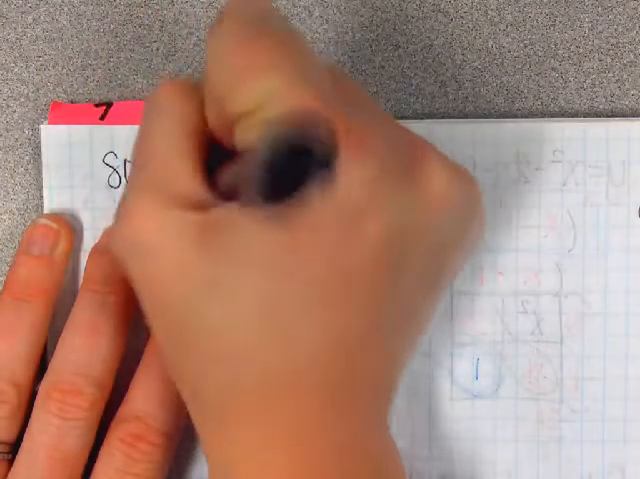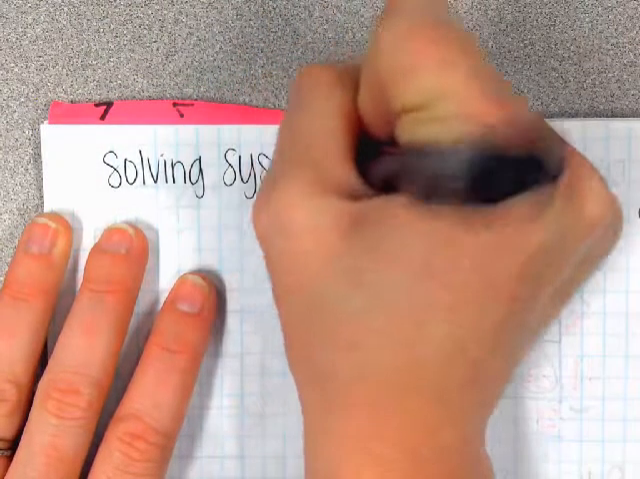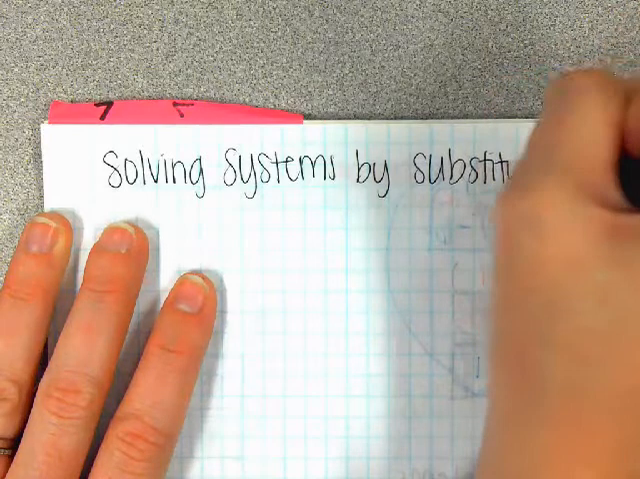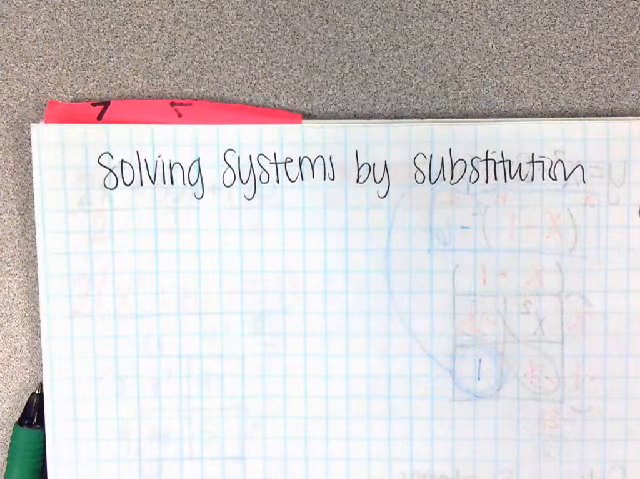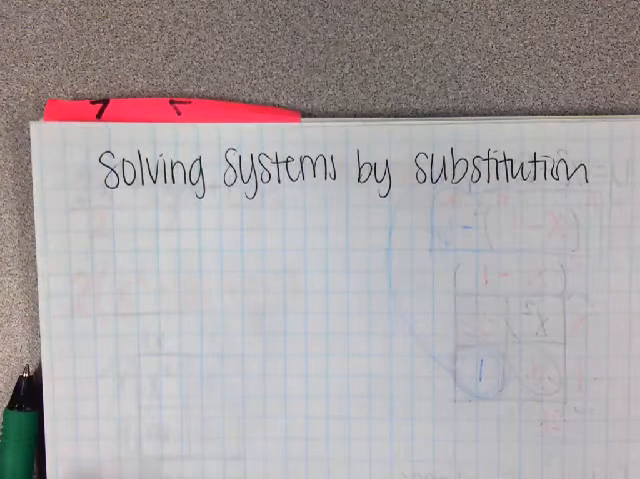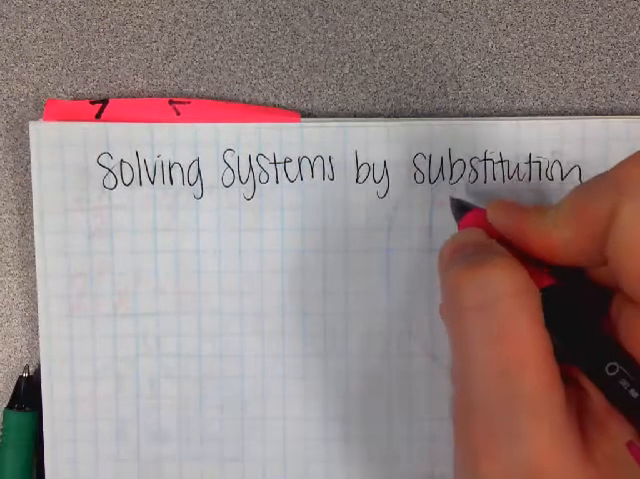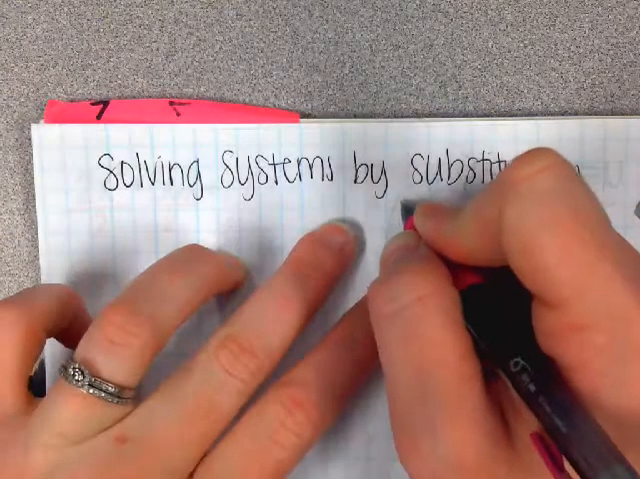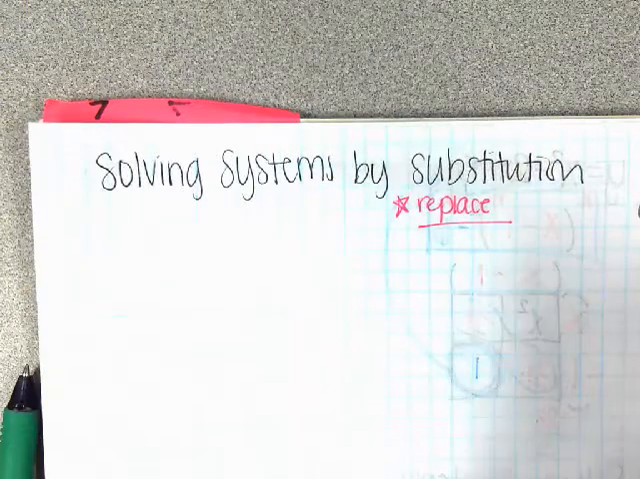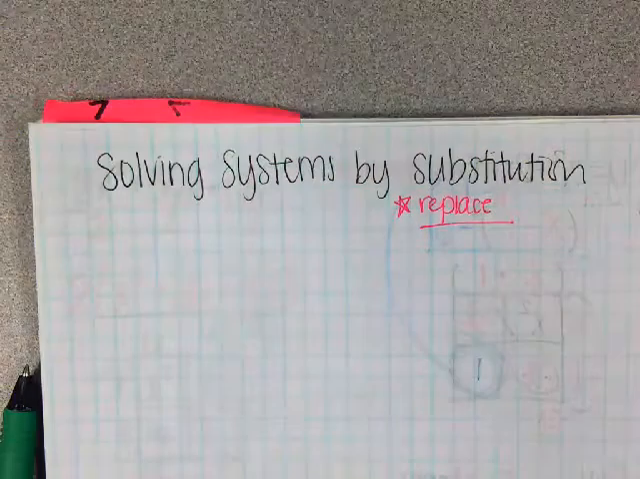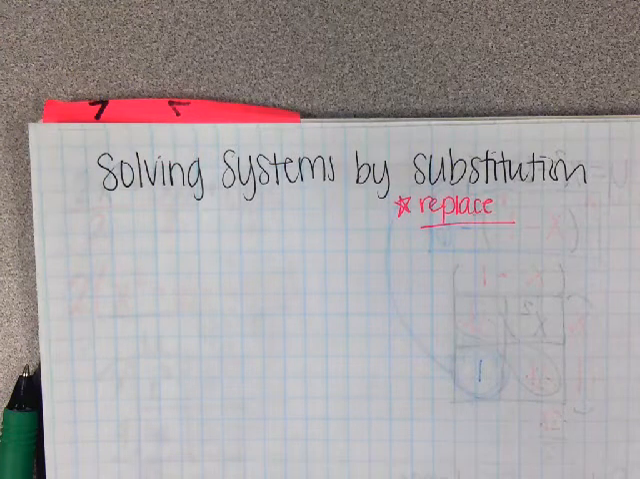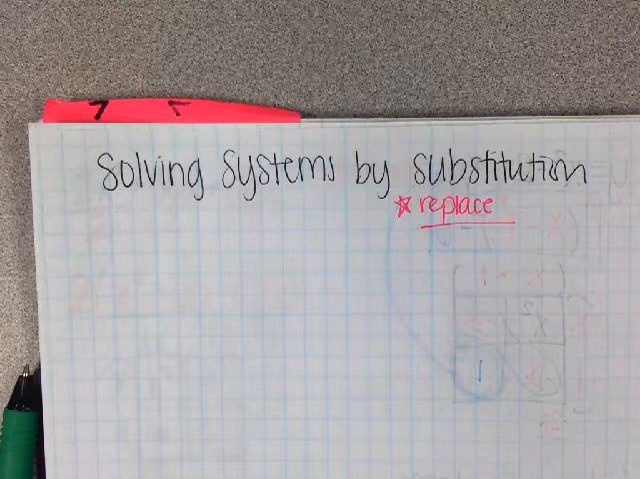So solving systems by substitution. Okay, so if you think about the word substitution, it means like a substitute teacher, they replace the original teacher. So your system, when we're talking about substitution, you're going to be replacing information.